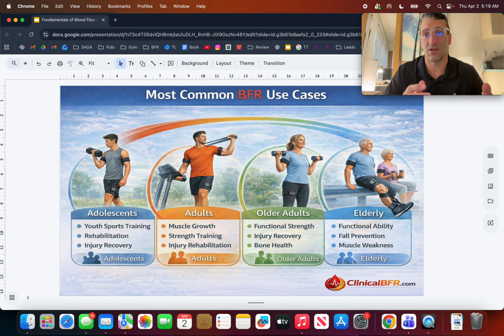So if you want to put on muscle, increase your muscle mass with low loads, which is appropriate at all age groups at certain times, because you can't always lift heavy. Sometimes you just get beat up. That's where BFR comes in. That's where it can be incredibly useful. Adults, older adults, elderly: rehab, strength training, muscle growth, across the board. Every age group can find a positive reason to use BFR, because at the end of the day, strength is never a weakness and weakness is never a strength. And BFR makes getting stronger easier, which is great for everybody.